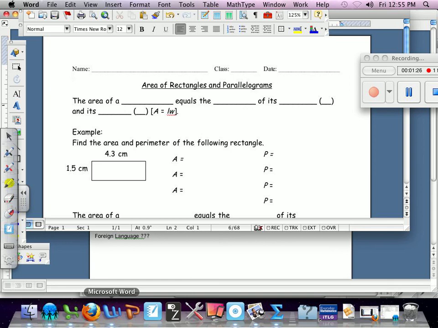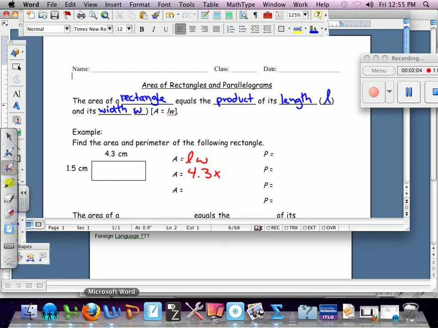So the area of a rectangle equals the product of its length, and that's the lowercase l that I use the cursive loopy L, so it doesn't look like a 1 or an I, and its width, and that's the lowercase w. So if they give us 2 dimensions of a rectangle, we can find both the area and the perimeter. Don't get the two confused. Area is length times width.